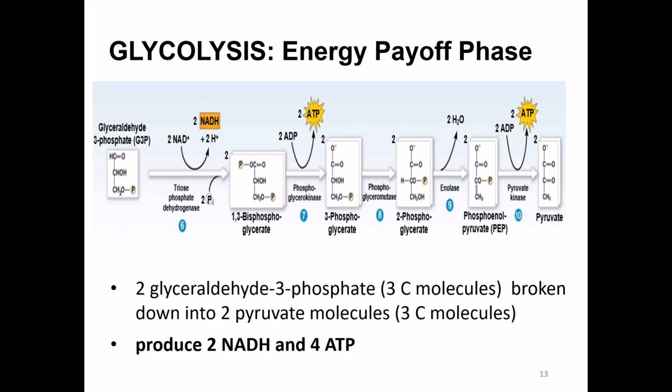Then in the next part of glycolysis, basically what we're doing is pulling those hydrogens off of those 3-carbon molecules, so we get NADH, and we also have the energy to produce 4 ATP. However, we usually don't say that you produce 4 ATP in glycolysis. We typically talk about the net gain of ATP being a net gain of 2.